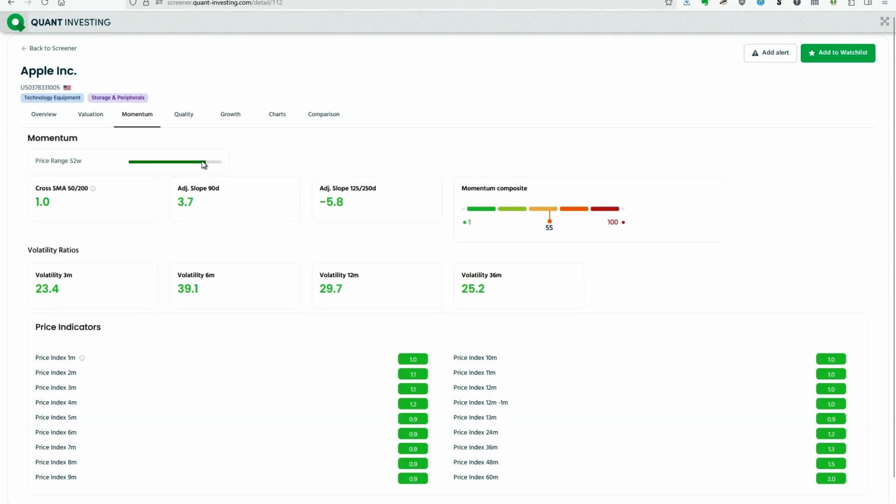Now, if you go to momentum, it tells you where in the last 52 weeks the price is currently. Is the 50-day moving average over the 200-day moving average? Here's the adjusted slope. That's a smoothed out ratio for seeing if the calculated momentum follows the stock price closely. Here's the momentum composite indicator. This uses 3, 6, and 9 months momentum as well as volatility.